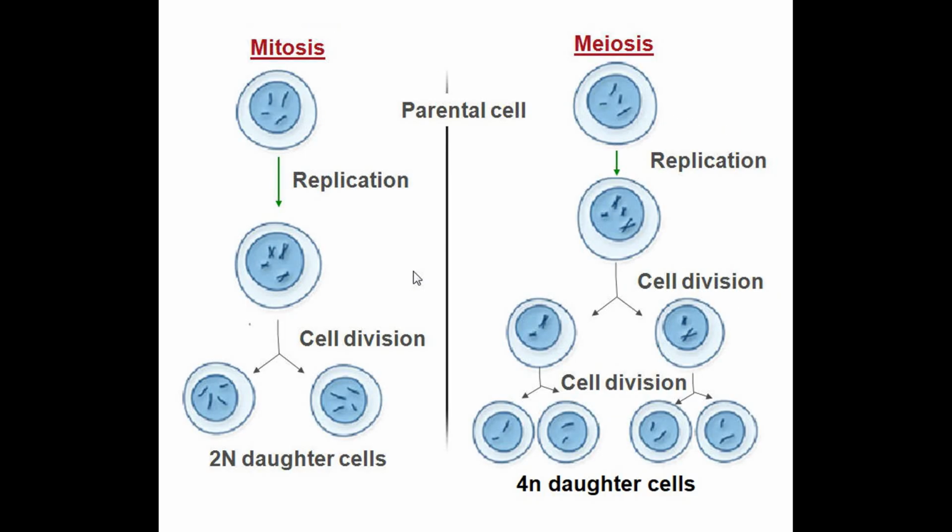In mitosis, the parental somatic cell is diploid, and the two daughter cells are also diploid. In meiosis, the parental gonad cell is diploid, whilst the four daughter cells are haploid.